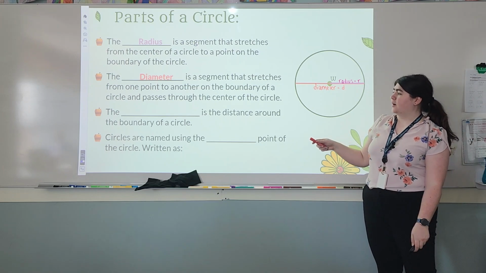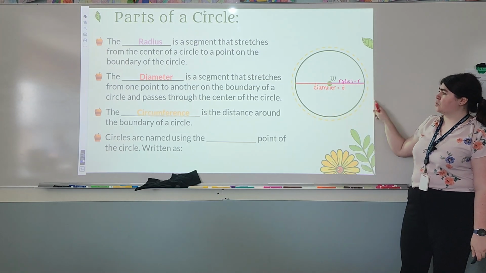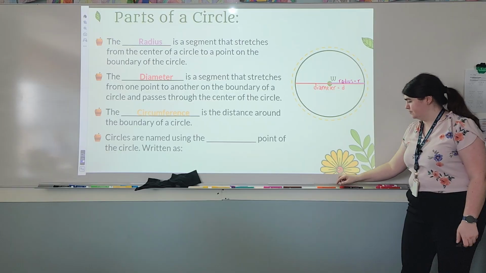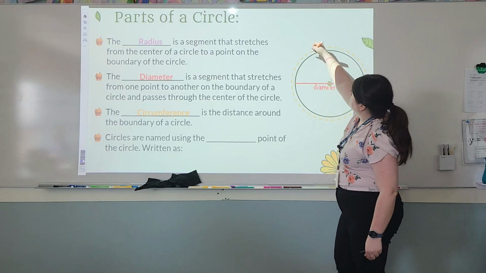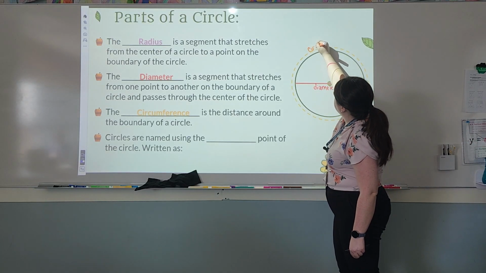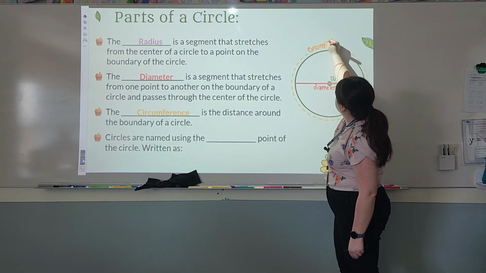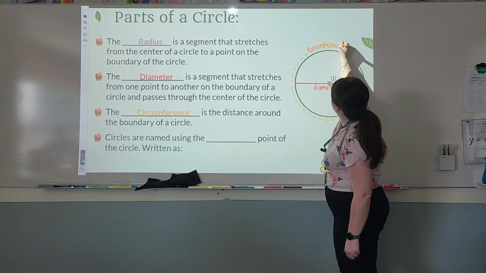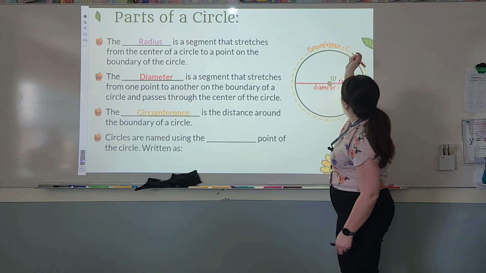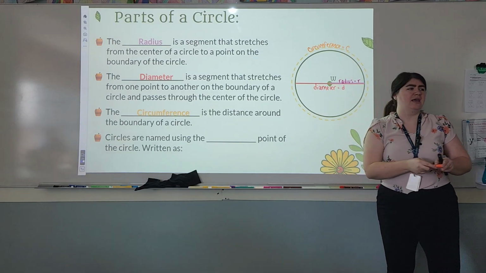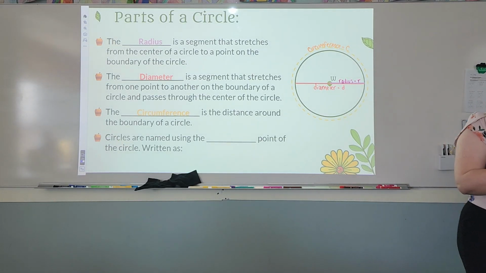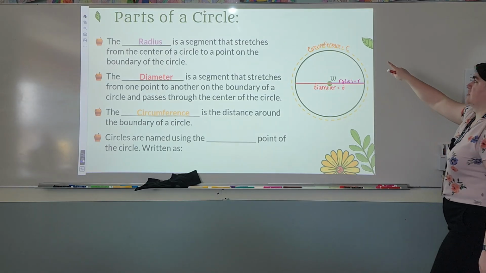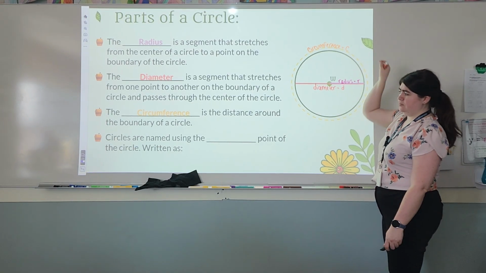The circumference is the distance around the boundary of a circle. So this is the circumference. And the circumference is usually referred to as a capital C. So in our equations, capital C is circumference.